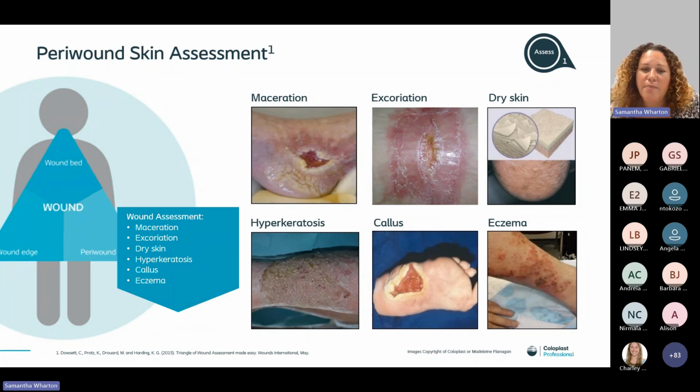Excoriation, dry skin, that hyperkeratosis. Again, it all needs management because you're not going to heal that wound if that peri-wound skin's all breaking down and it's not healthy. Looking at that callus, it looks like it's on a Charcot foot. It's a diabetic related injury, but that callus needs to be removed because that wound's not going to progress while that's sitting there. And then you've also got your eczema.